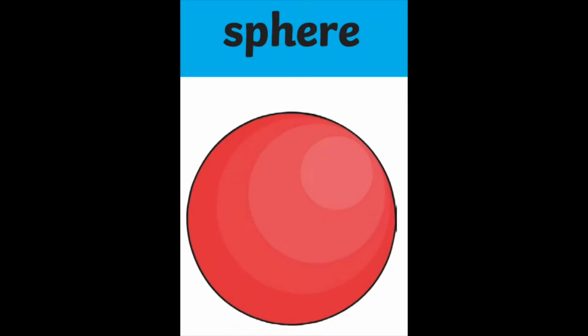So the first shape we are going to look at is a sphere. Now lots of children say that this is just a ball when I show it to them in class. And it is just like a ball, but we call it a sphere. Now a sphere has got one round face, it has got no vertices. Vertices are pointy corners, so it's got no vertices and it has got no edges, just one round face.